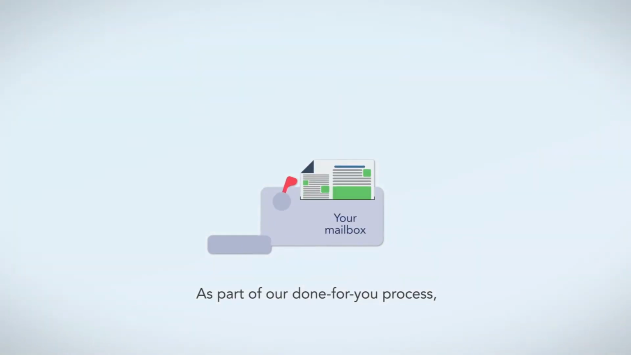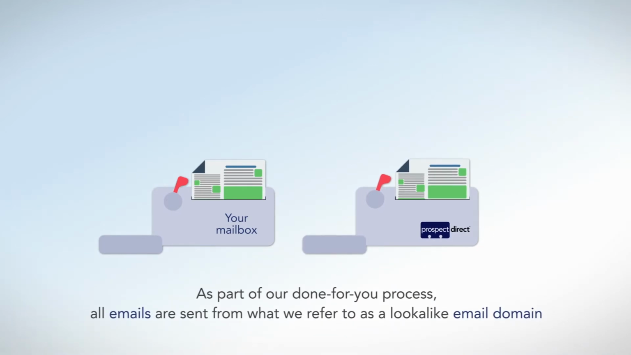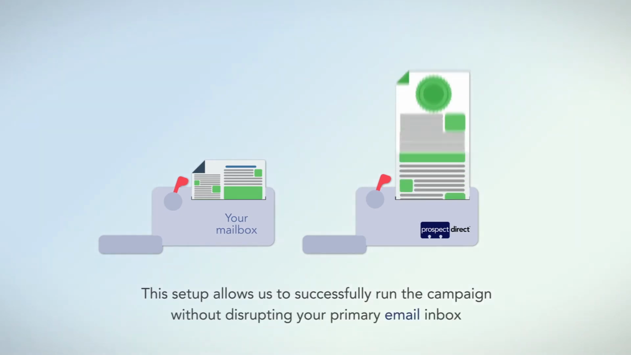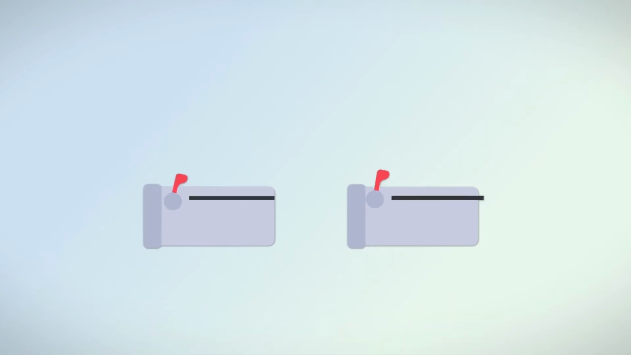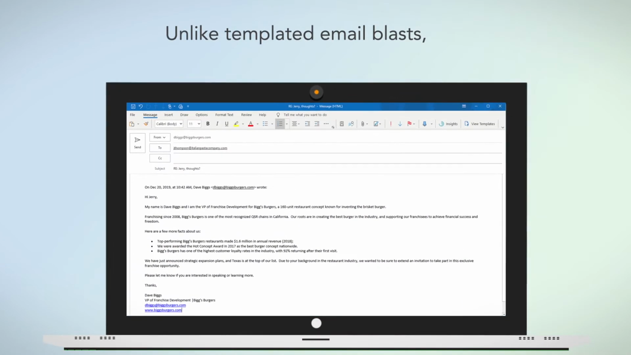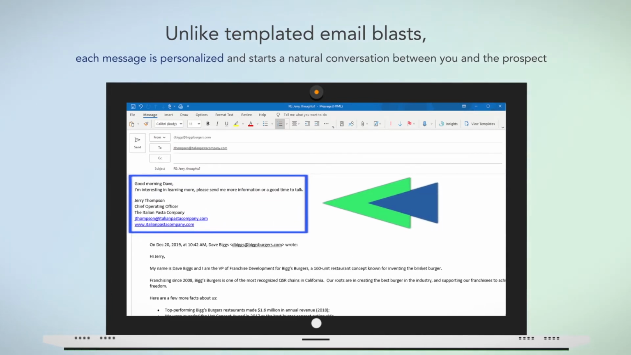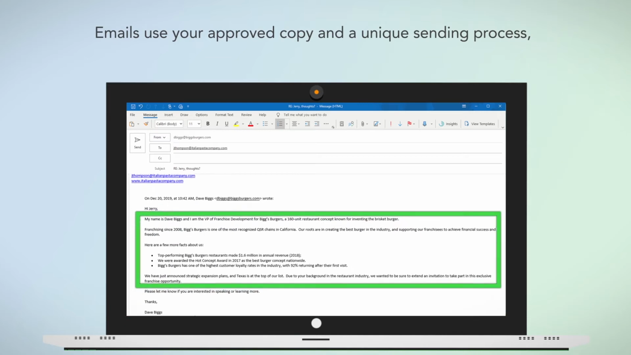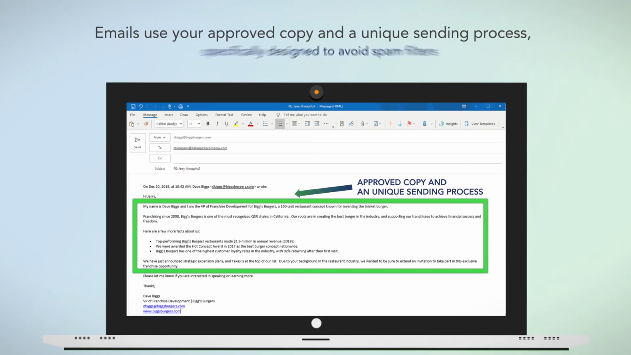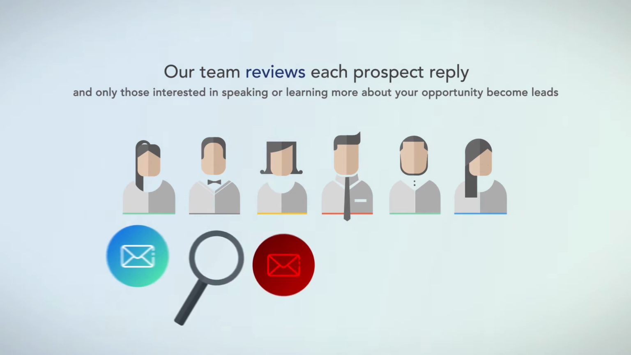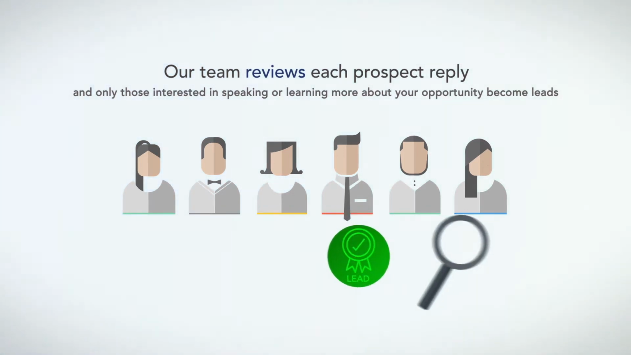As part of our done-for-you process, all emails are sent from what we refer to as a lookalike email domain. This setup allows us to successfully run the campaign without disrupting your primary email inbox. Unlike templated email blasts, each message is personalized and starts a natural conversation between you and the prospect. Emails use your approved copy and a unique sending process specifically designed to avoid spam filters. Our team reviews each prospect reply, and only those interested in speaking or learning more about your opportunity become leads.